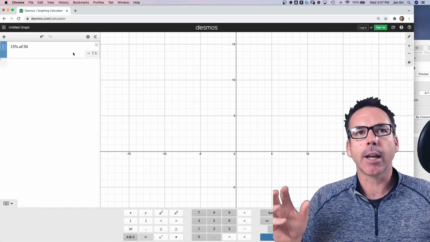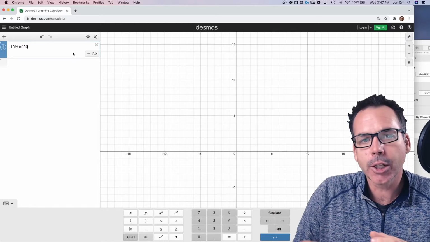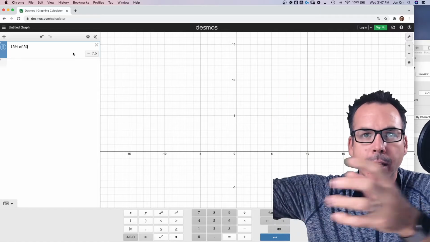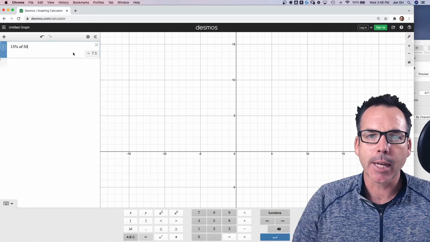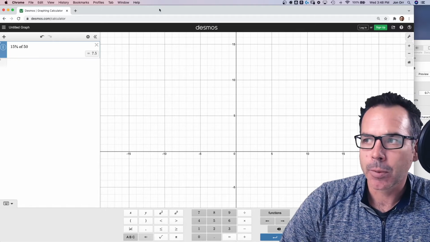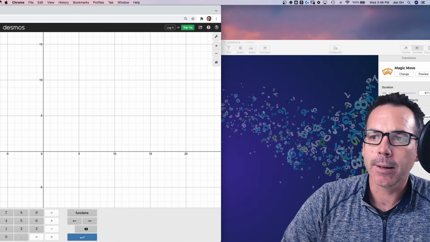Desmos has used choice architecture to nudge kids in the right way to go, look, if you're going to use the percent button, you have to find a percent of a number. That's how we want to think of this. That's the calculation that we're trying to make here. So super, super cool by Desmos.